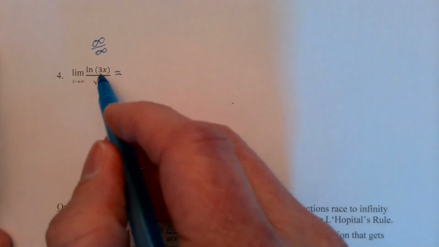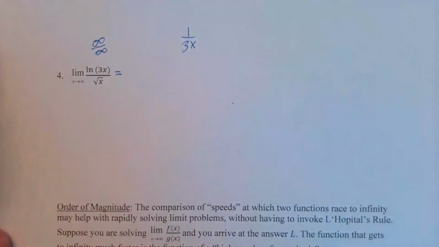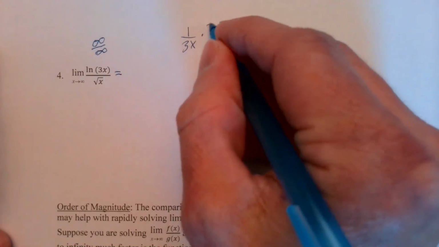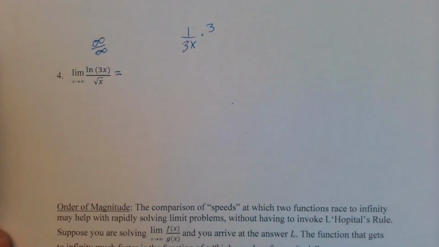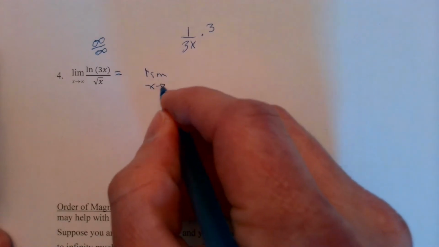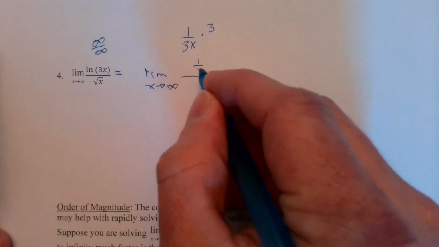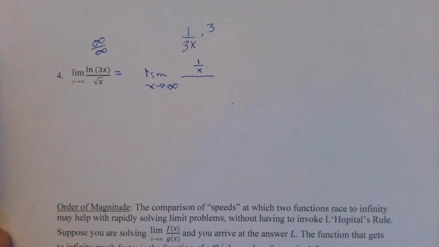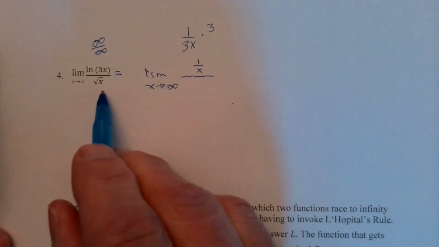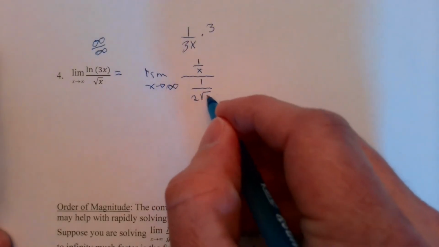The derivative of natural log 3x, of course, is 1 over 3x. But there's a chain rule factor of times 3. You cancel those 3's, and you'll find out that the appropriate derivative for the numerator is just like the derivative of natural log. It's 1 over x. And the derivative for square root x is 1 over 2 root x.